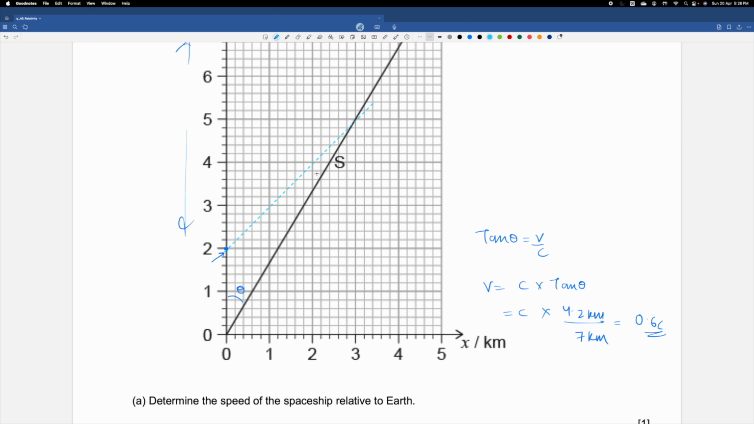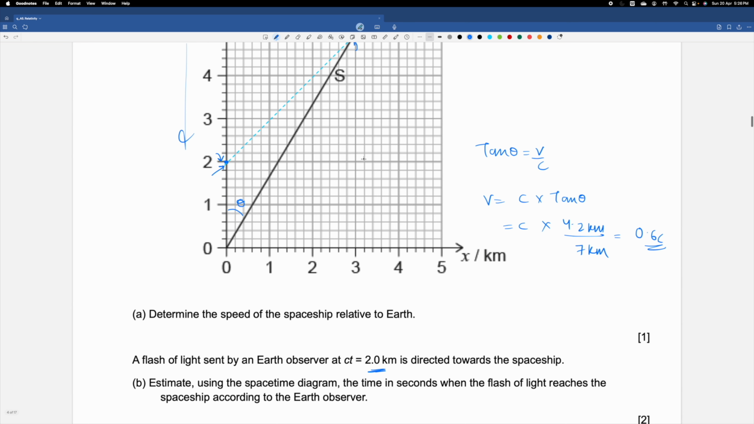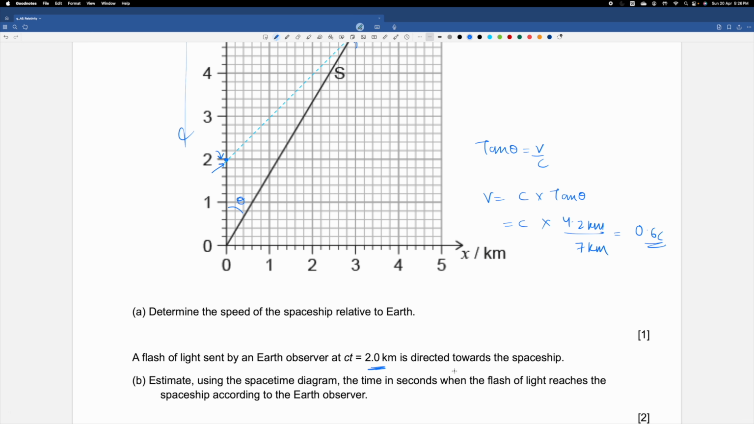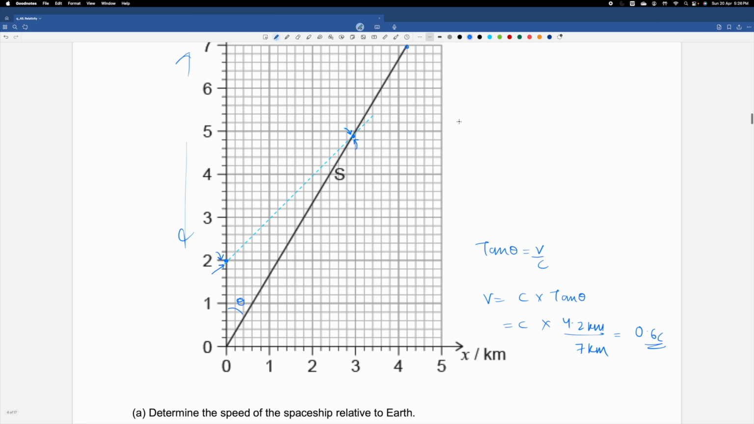Clear? Next. So as you can see, the world line intersects the spacecraft at this point. So that's the point where the photon reaches. This is the point where the photon left the Earth, and this is the point where the photon reaches the spacecraft. Now, the question was to estimate using the space-time diagram the time in seconds when the flash of light reaches the spaceship according to the Earth observer. So from this, we can identify that CT is about 5 kilometers on the Earth axis, right?